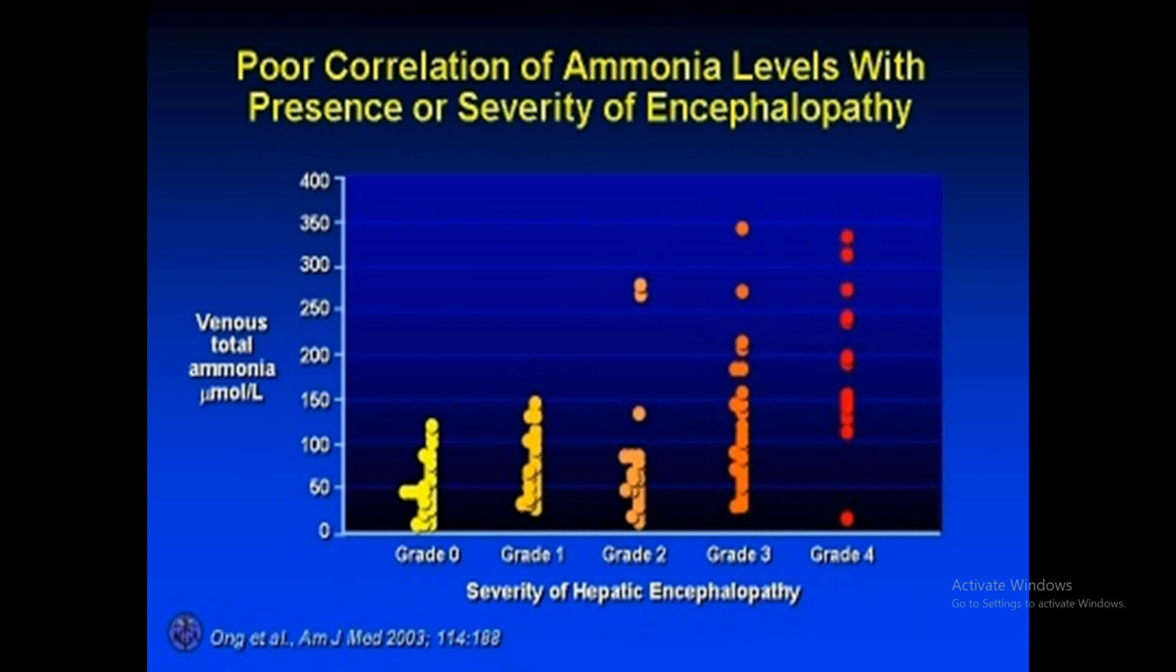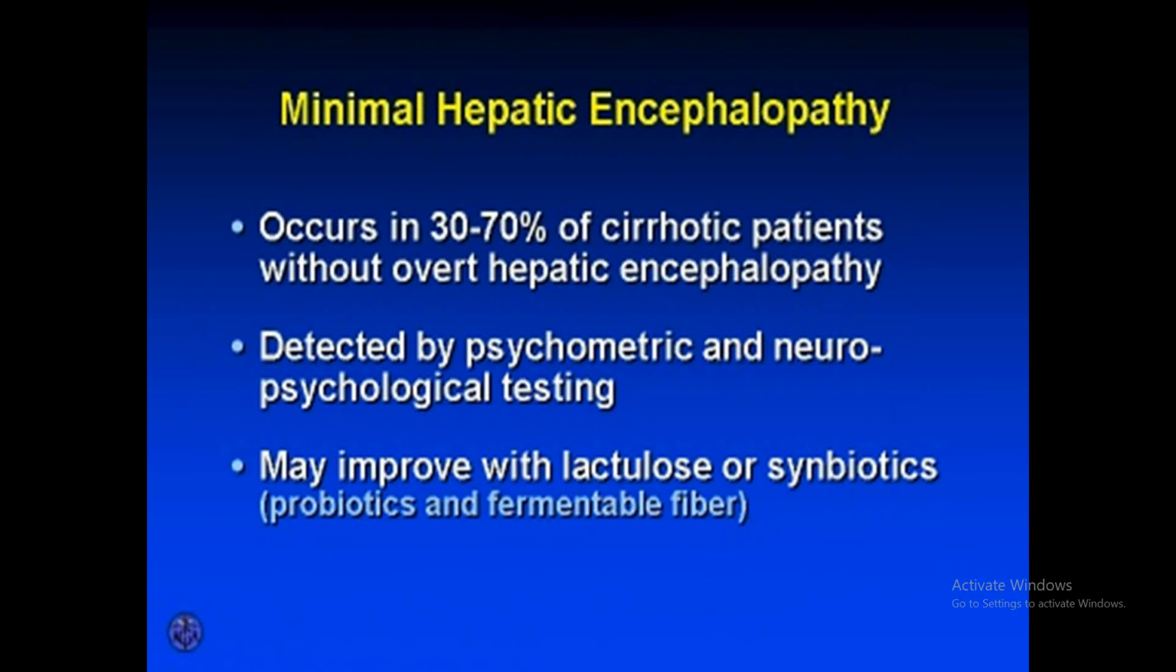Ammonia is the culprit, but as I said, American physicians do not accept this theory. They say that 20% of the cases have normal ammonia levels and even low ammonia levels. The other substances are also there, which they have not detected yet: mercaptans, for example, endogenous benzodiazepines, for example, and other substances as well. Now, minimal hepatic encephalopathy occurs in 30 to 70% of all cirrhotic patients. They become drowsy, they are lethargic, they cannot work properly.